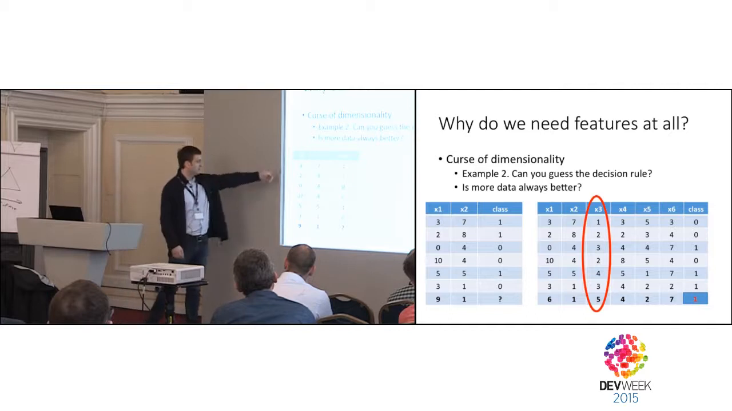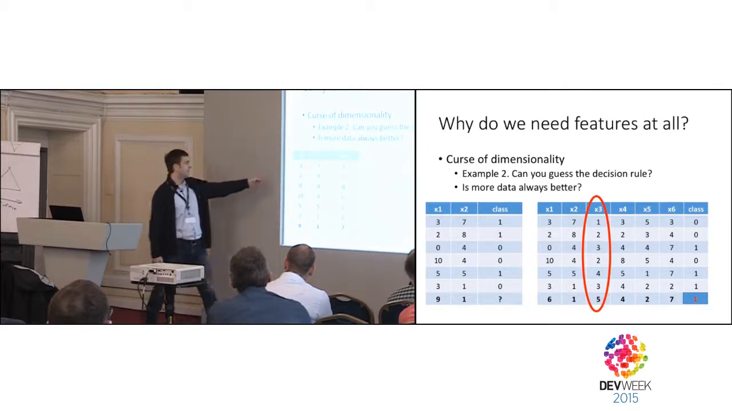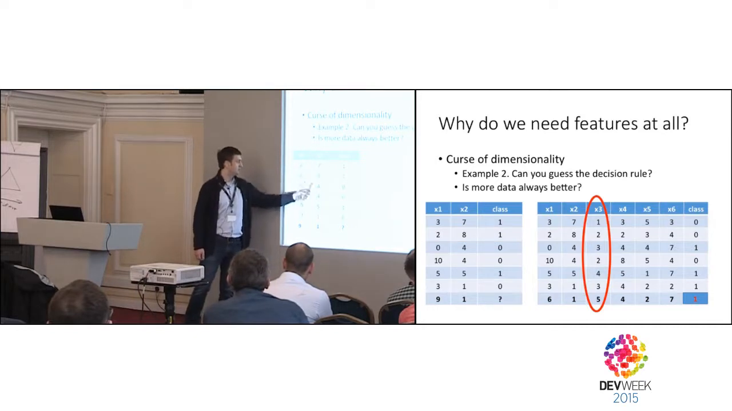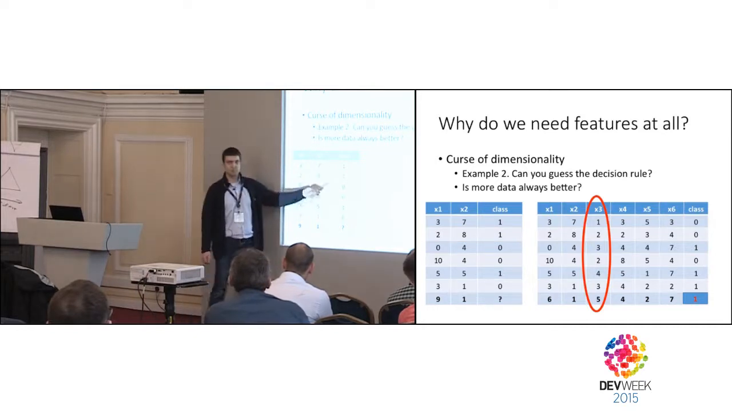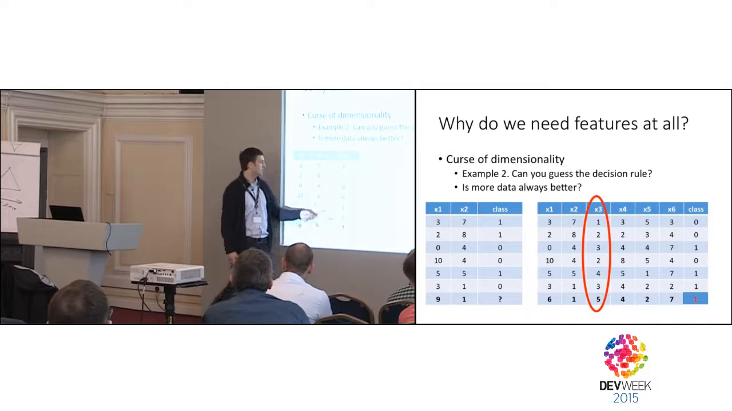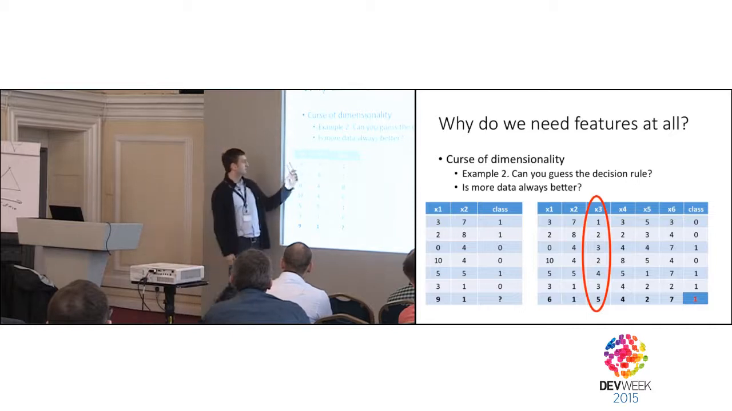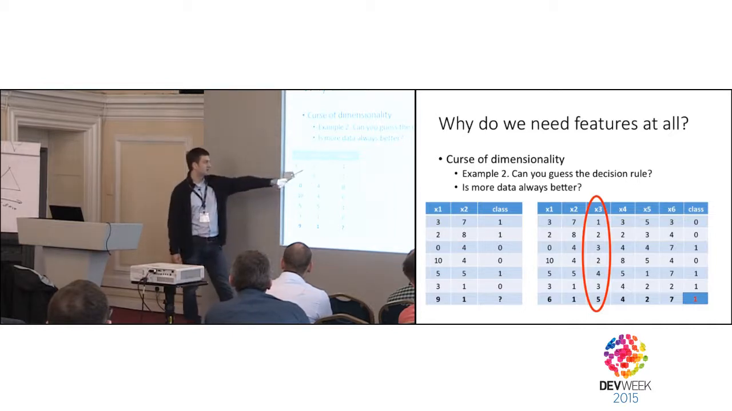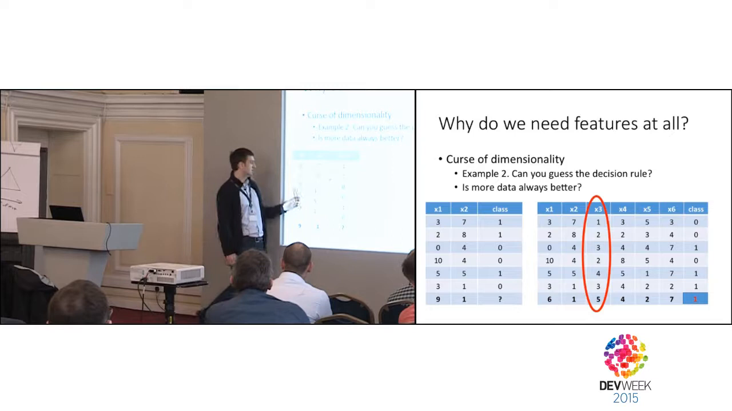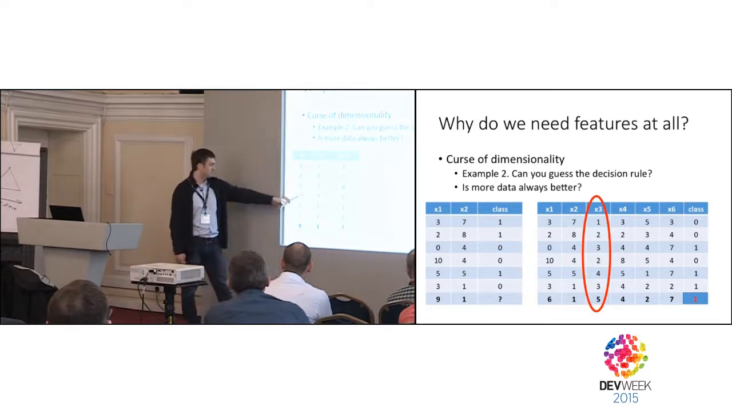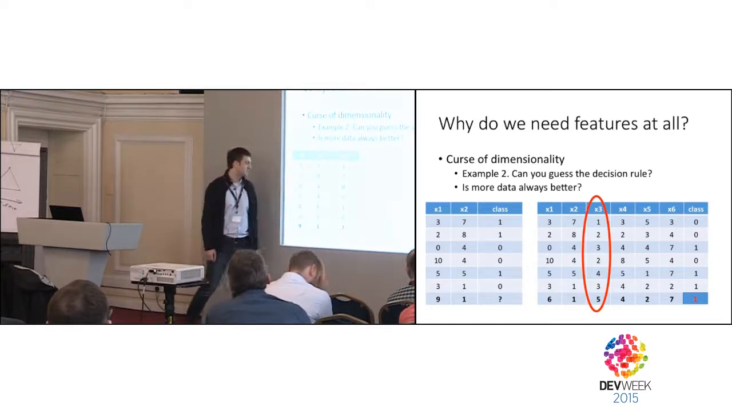For example, here is a toy data set. These are two features of some objects from two classes, 0 and 1. So for those of you who sit in the back, I can quickly read it. So 3, 7, class 1; 2, 8, class 1; 0, 4, class 0; 10, 4, class 0, and so on.